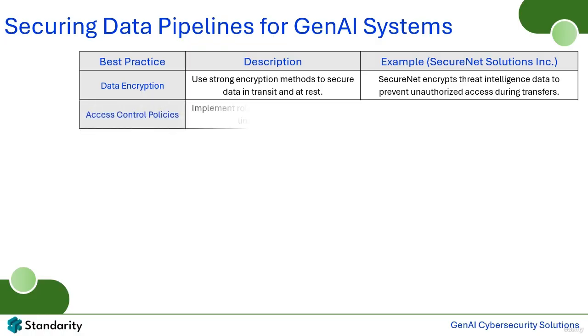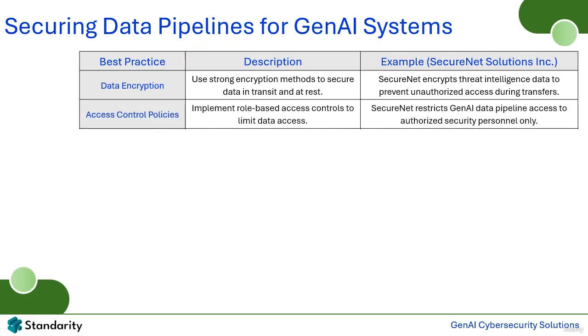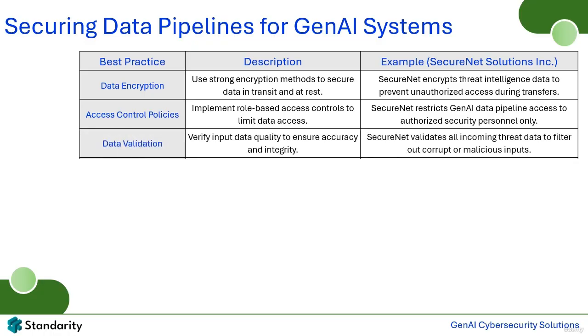Access control policies are equally important, as they limit data access to authorized individuals based on their roles. At SecureNet, only security personnel with specific credentials can interact with GenAI data pipelines, reducing the risk of insider threats. Another vital practice is data validation, which ensures input data quality. SecureNet employs validation tools to filter out corrupt or malicious data before it can influence their GenAI systems.